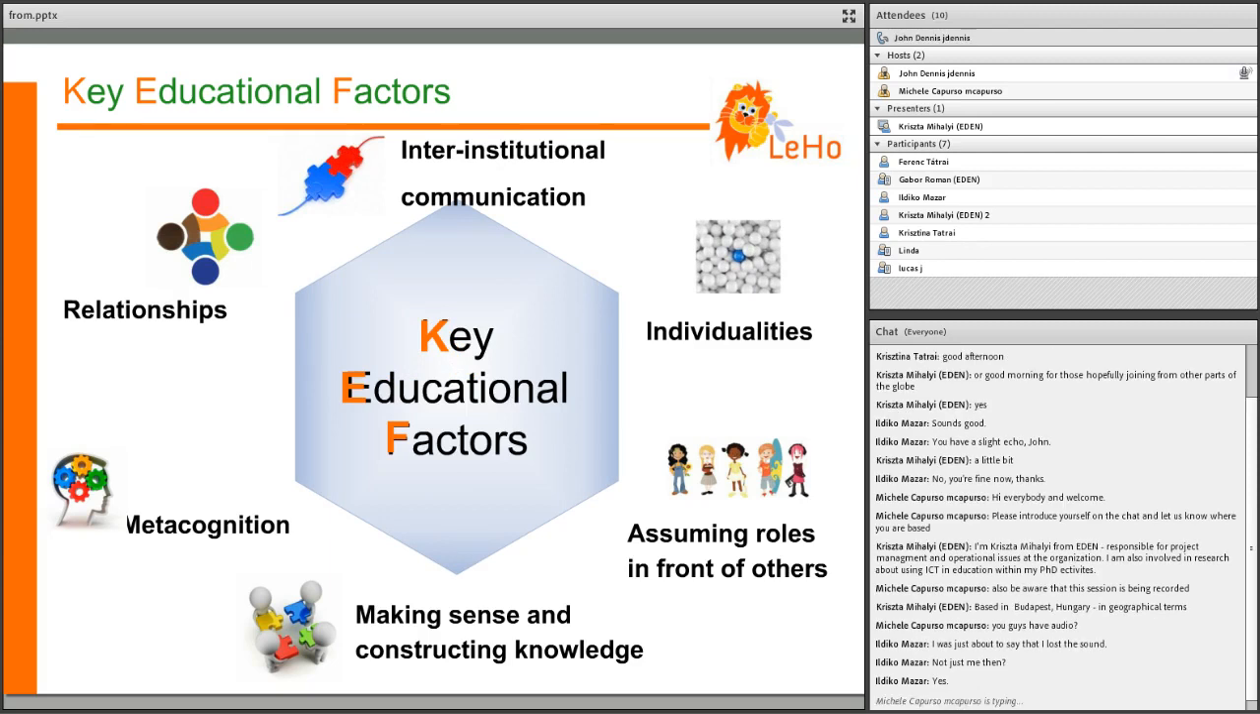These KEF were used to structure the focus groups, both the first and the second focus group, on the perception of the use of ICT for the education of children with a medical condition, but also to interpret the data. Does anyone have any questions right now about these KEF?